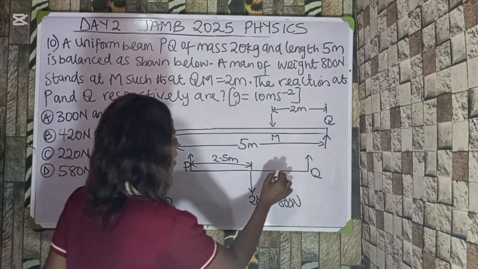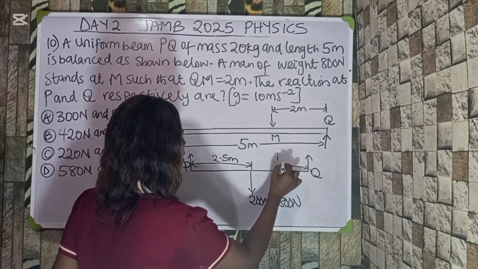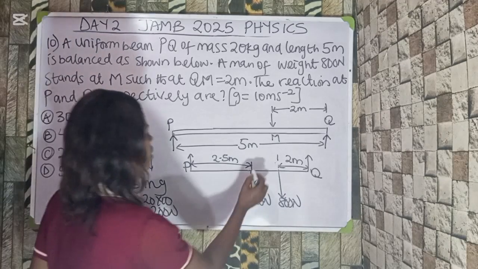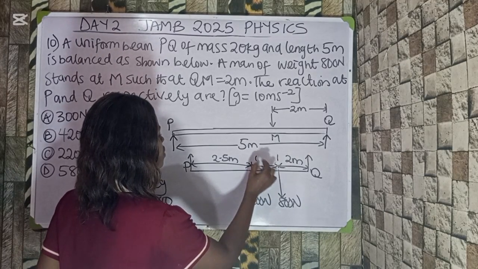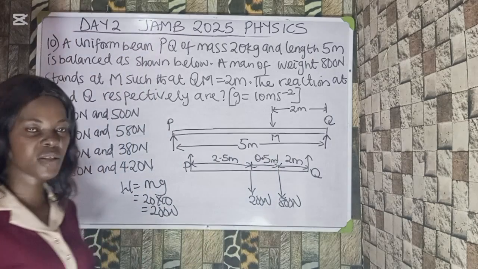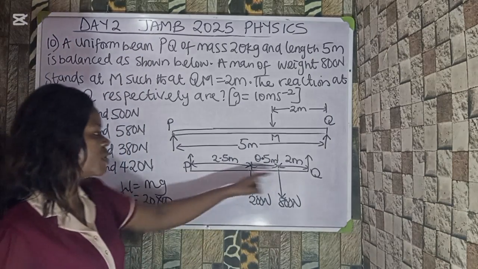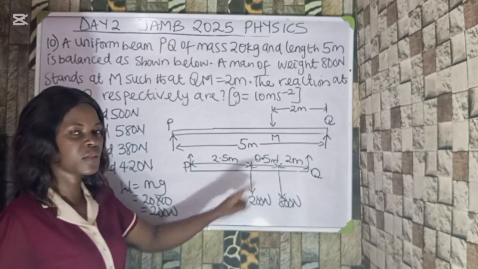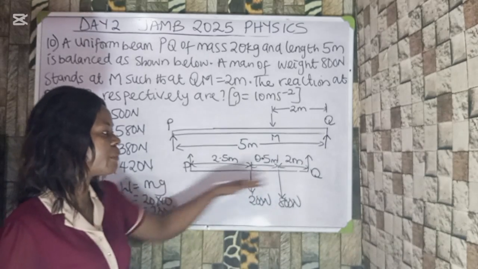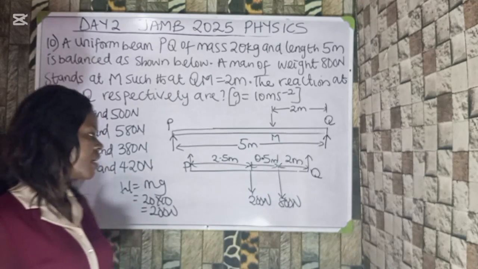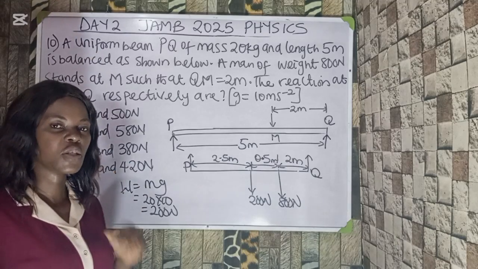And remember that the distance from here to here is 2 meters. If it's 2 meters, that means here will be 0.5 meters. Are you following what I just did? So if here is 2 meters where the man was standing, then from here to the midpoint becomes 0.5, so that it can complete the 5 meters, which is the length of the beam. Is that clear?